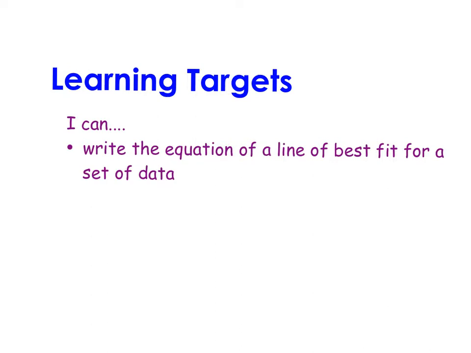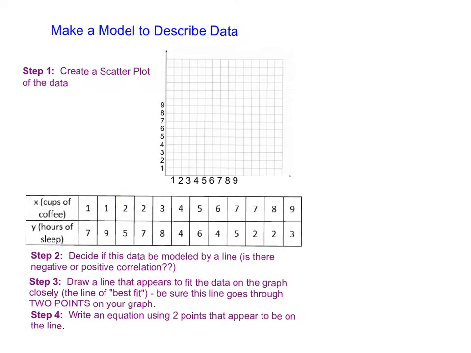In this video, we're going to practice writing the equation of a line of best fit for a set of data given in a scatter plot. So here we're going to practice actually using real-life data to create a scatter plot and then draw a line of best fit. So the first thing we're going to do is create that scatter plot so that we can draw a line of best fit.